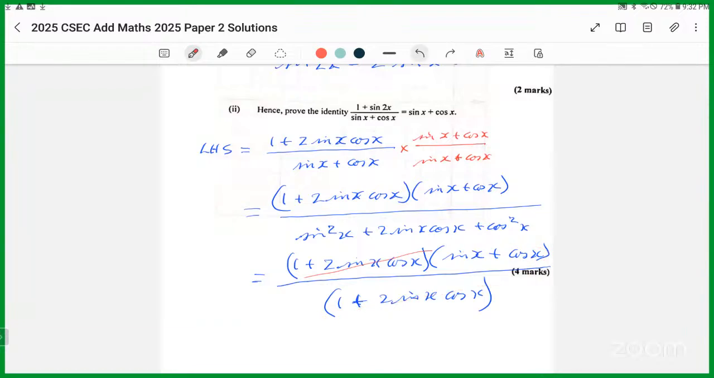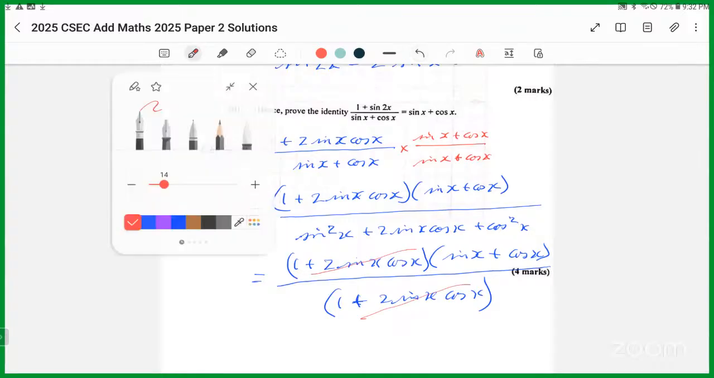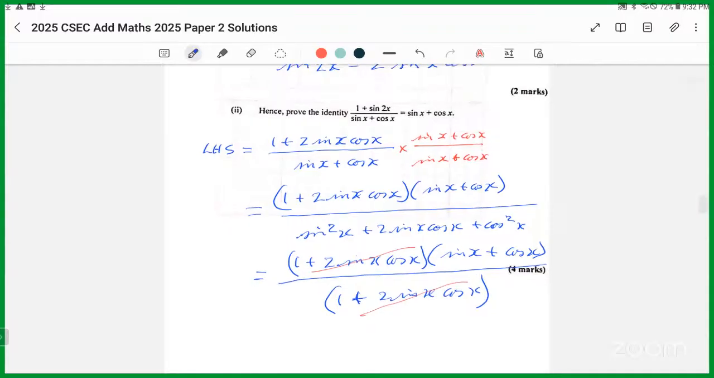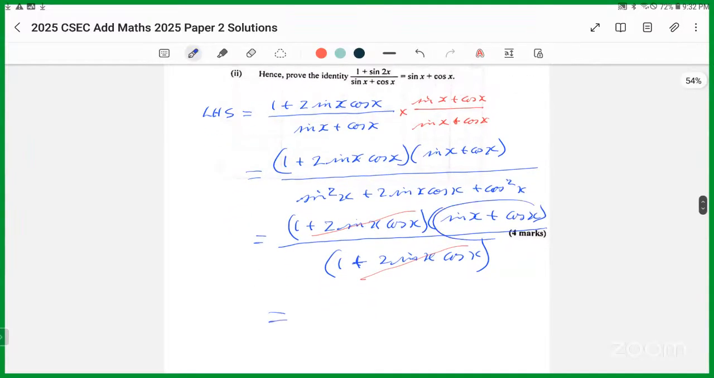I don't like to cross out stuff on the paper, so I underline. This and this are the same. We can see this cancels with that, and in a different color it will show. And so I'm just left with this thing, which equals sin x plus cos x, which is the right hand side.